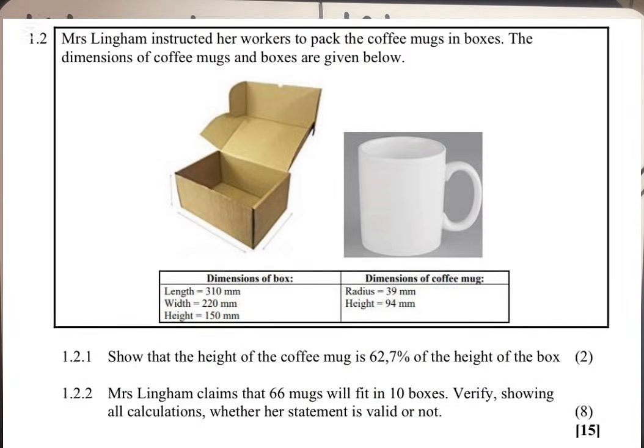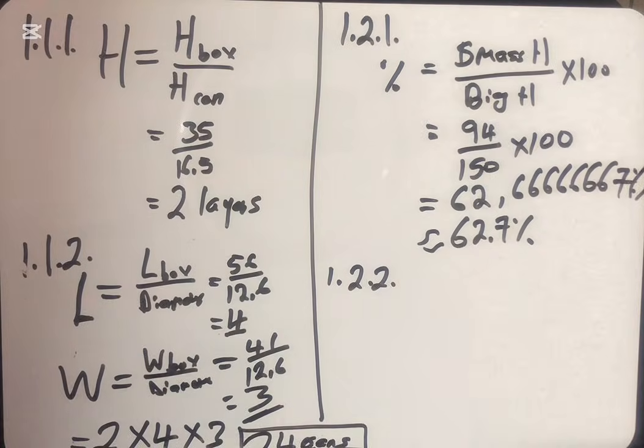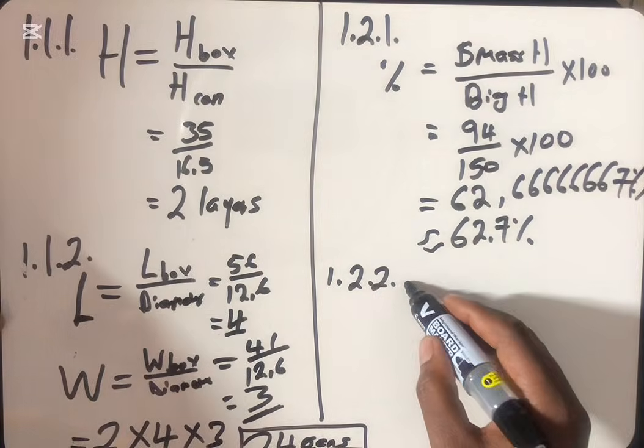1.2.2 says, Miss Lingham claimed that 66 mugs will fit in 10 boxes. Verify, showing all calculations, whether her statement is correct or not. She's saying that 66 mugs can fit in 10 boxes. So what we need to do is to find out how many mugs are going to fit in one box first. So we are going to do the calculation for one box.